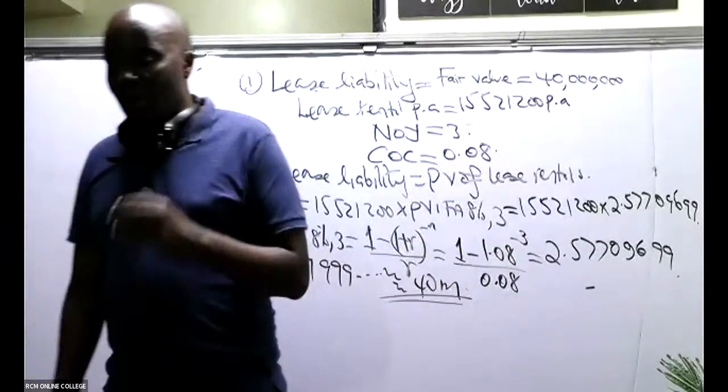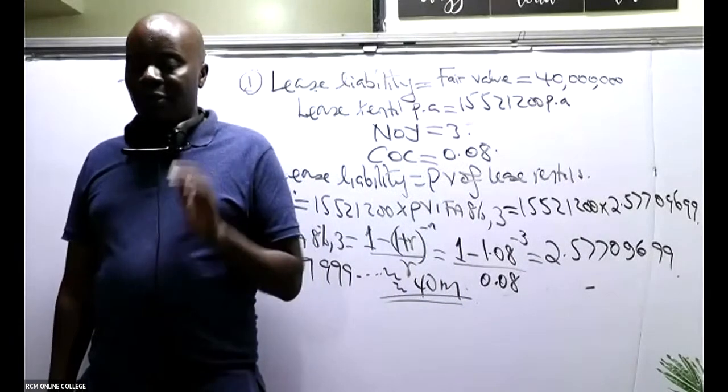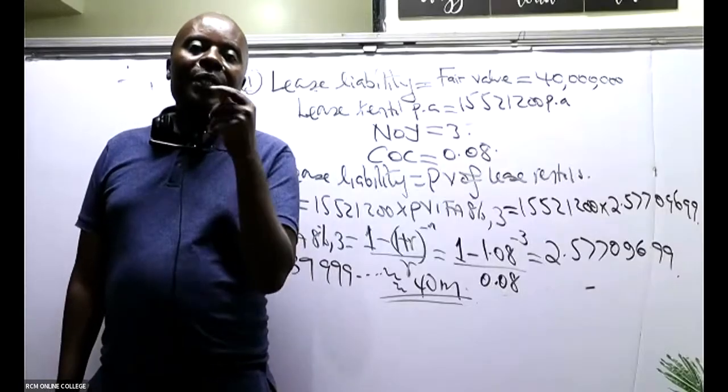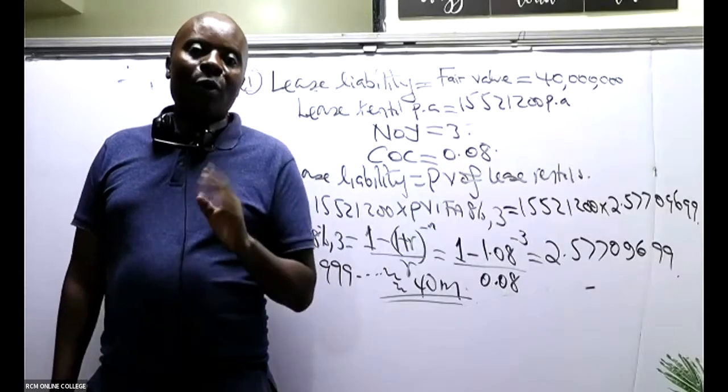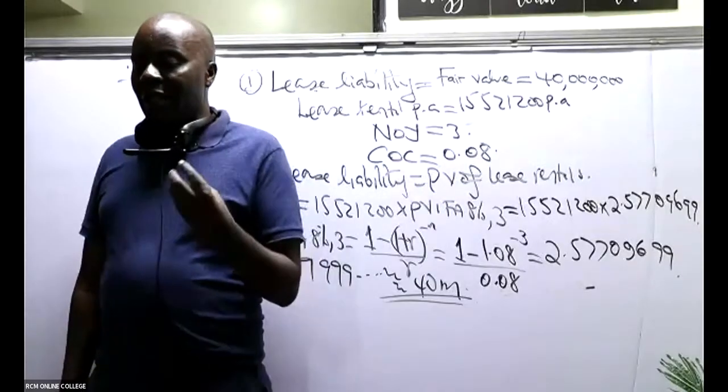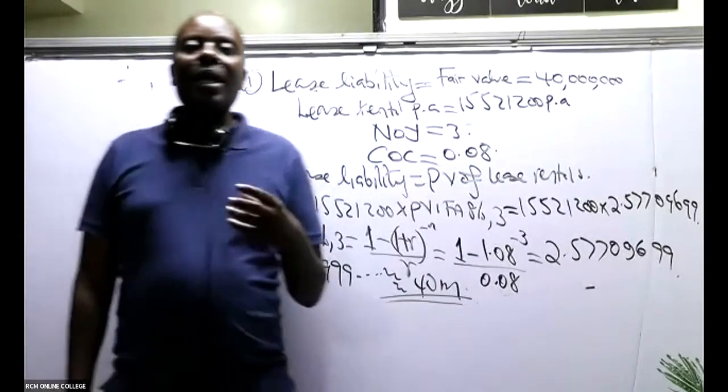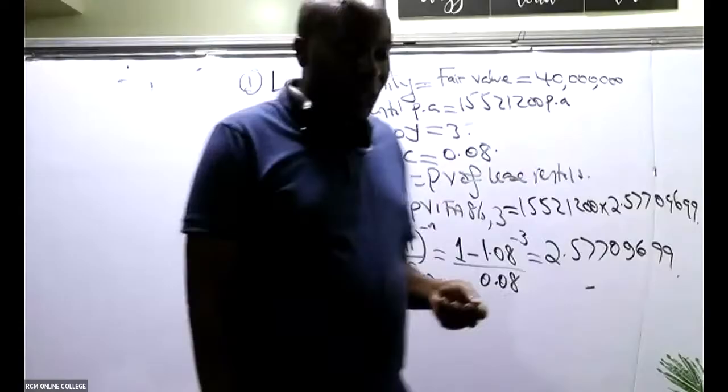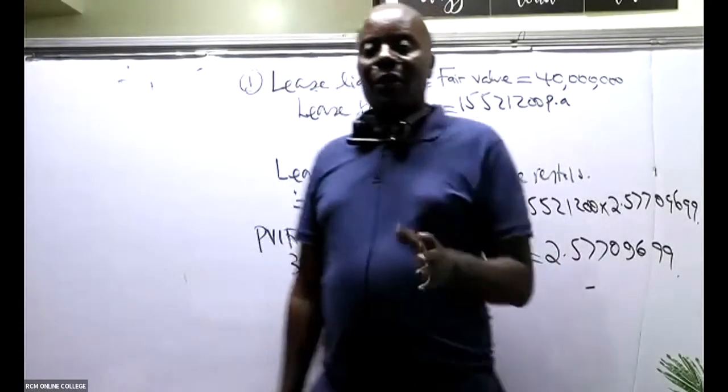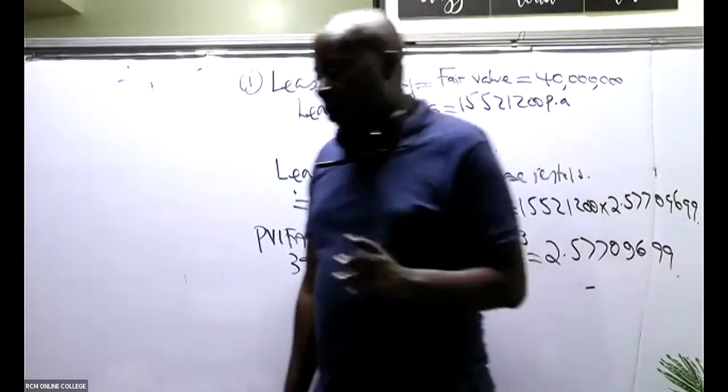So in total, as we enter into this house, we owe the landlord 40 million, but you're not going to pay him all at once. We're going to give him this money gradually. It could be on a monthly basis or on a quarterly basis.